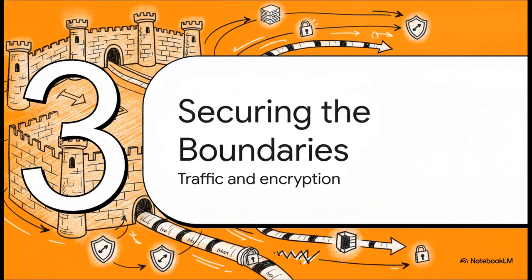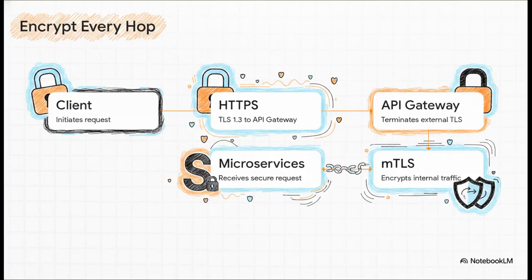All right, stepping out a bit, we've got layer 3, securing the boundaries. We're talking traffic control and encryption. The golden rule here is simple. Encrypt every single hop. We can't trust internal traffic any more than we trust external traffic. So client traffic to the API gateway, that needs modern HTTPS with TLS 1.3.